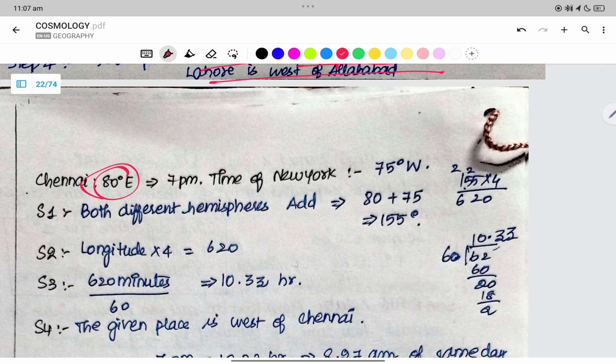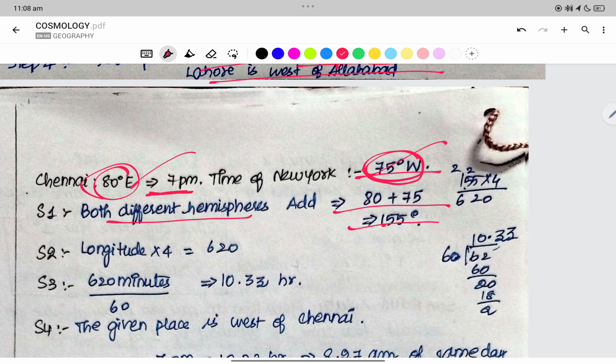Chennai is 80 degrees east. It is 7 p.m. The time in New York, which is 75 degrees west? As we already said, both are in different hemispheres, east and west, so we need to add. After adding, we multiply by 4 to get 620 minutes. 620 minutes divided by 60 gives hours.